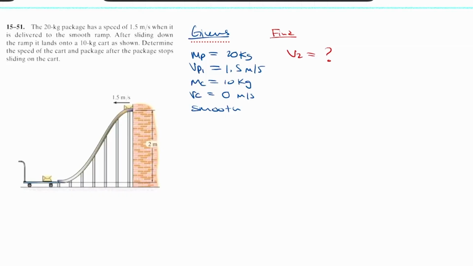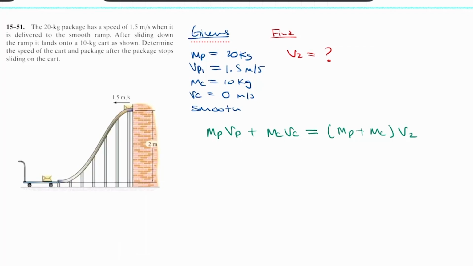So once again, if we do our equation here, we're going to get the mass of the package times the velocity of the package plus the mass of the cart times the velocity of the cart, equals, because they get together, the mass of the package plus the mass of the cart times the velocity that they share in common. So pretty straightforward, pretty easy to do, right?